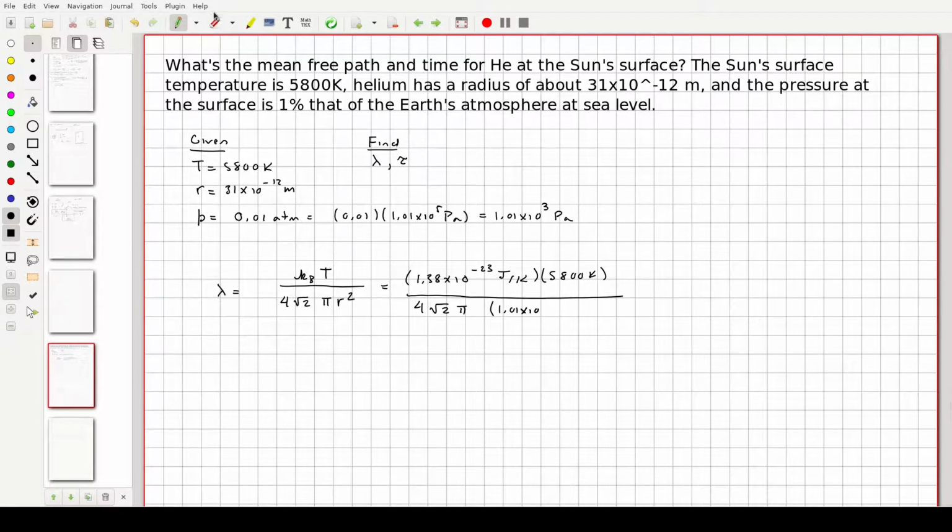Oh, what am I saying? Well, there's also a pressure here as well, so may as well put that in: 1.01 times 10 to the 3rd pascals. Now let's put this in, the radius, 31 times 10 to the minus 12 meters. You guys square that. So let me put this into my calculator over here.